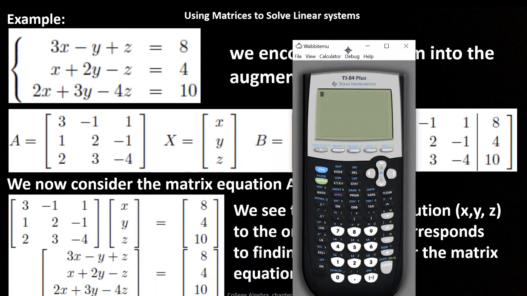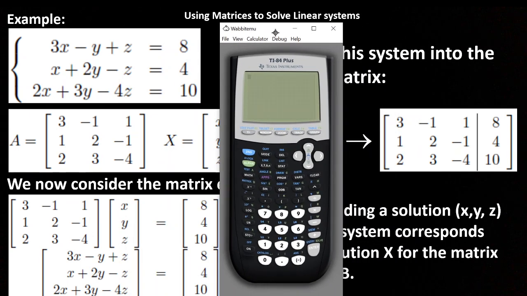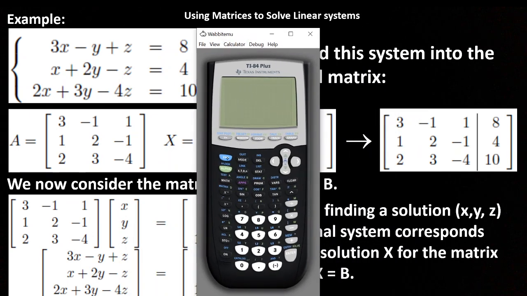So let's solve this now. How do we solve it? Well, here you go. We are going to go to matrix and go to math, get our RREF, and then go back to matrix, get matrix A and press enter. There. In a fraction of a second, we got the solution.